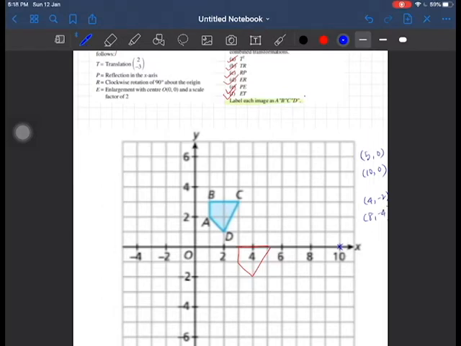Multiply that by 2. Again this. And there you go. Still have one more point. There you go. And this is our final image.